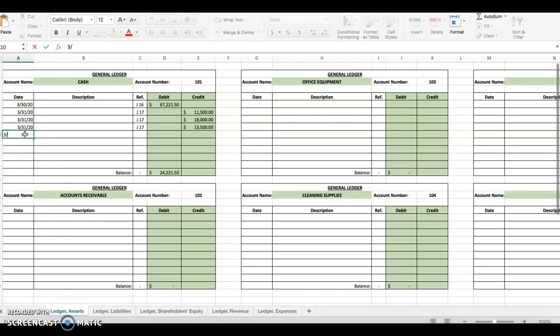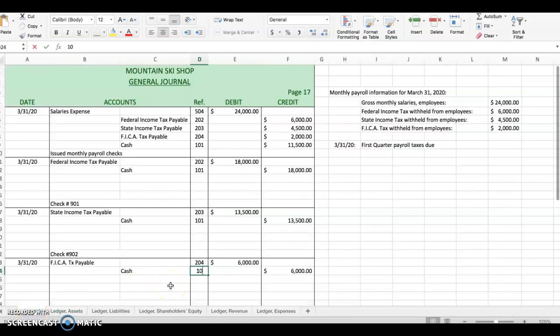Same date again. Same journal page, and a credit of 6,000. So you see the balances have been reduced again, and the 101 back into the journal. So it becomes repetitious after a while, and it's not that difficult to do, but you have to understand that we're paying quarterly taxes, which means we pay the total balance due, not the 6,000, 4,500, and 2,000, but the total amount due after 3 months.